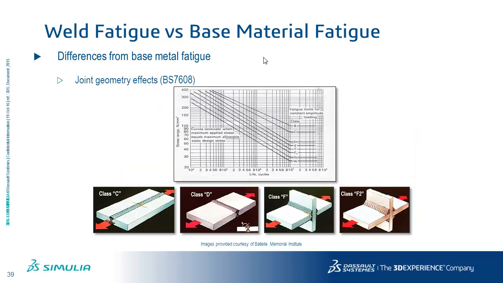There is a common factor of joint geometry effects. This is taken from the nominal stress approach based on British Standard 7608, where different weld geometries are assigned different classes, so they have different fatigue strengths. And this is what the Battelle structural stress method addresses, using the structural stress and then corrections for equivalent structural stress.